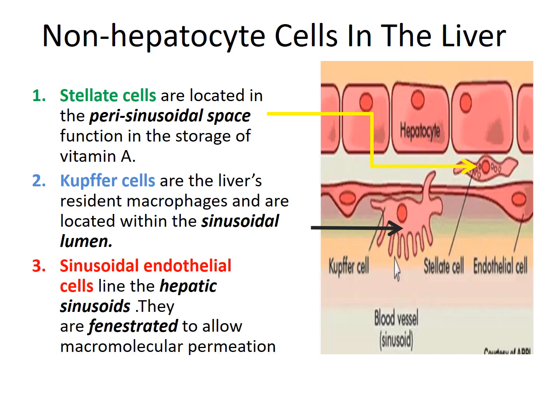The third type of cells we had already talked about are the sinusoidal endothelial cells, which are lining the endothelium of the sinusoid. These cells are fenestrated, or they have pores in them, so they allow the passage of the macromolecules from the sinusoid into the space of Disse, where it can be taken up by the hepatocytes for nutrition purposes.